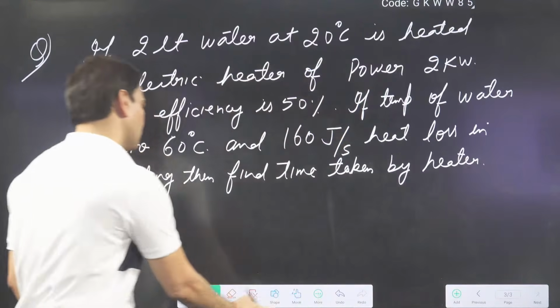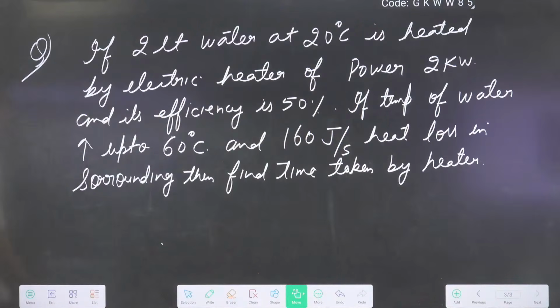The question is: 2 liter of water at 20 degrees C is heated by an electric heater of power 2 kilowatt and its efficiency is 50%. It means some energy of the heater is getting lost due to internal heating or some radiation loss. After that, whatever heat it gives to the water raises the temperature up to 60 degrees C, and of the heat the water has taken, 160 joule per second is lost in the surroundings. Then we have to find the time taken by the heater.